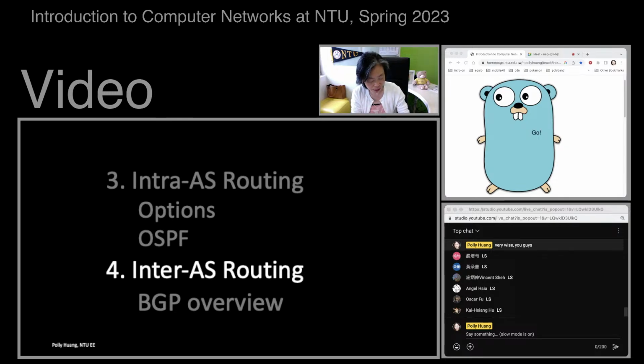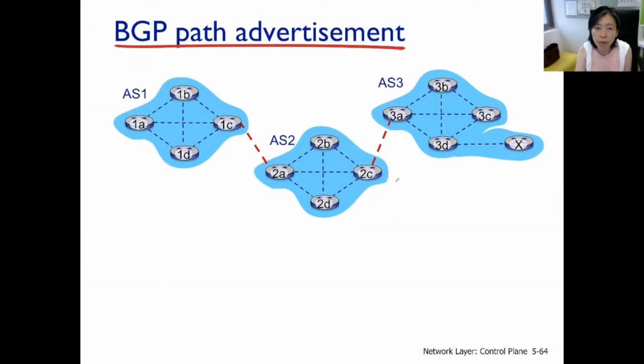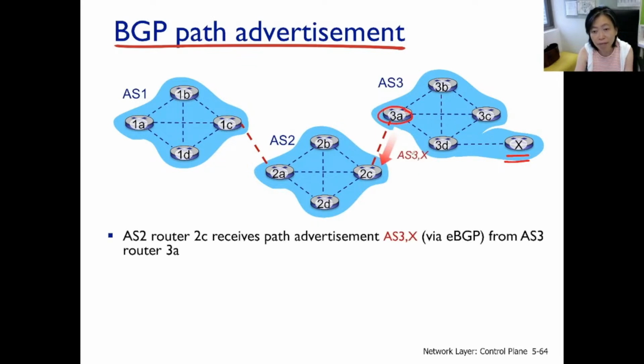Two more examples. Make sure that you're familiar. Let's go over a couple more examples so it's more clear where the import policy and the export policies are applied. So this is the same example we saw earlier. Destination network is here, X. And so AS3 is going to send the path advertisement that looks like this, AS3, comma, X. And this is going to reach 2C of AS2. So AS2's router 2C receives path advertisements like this, through the exterior BGP connection. And the advertisement came from AS3 and from router 3A.